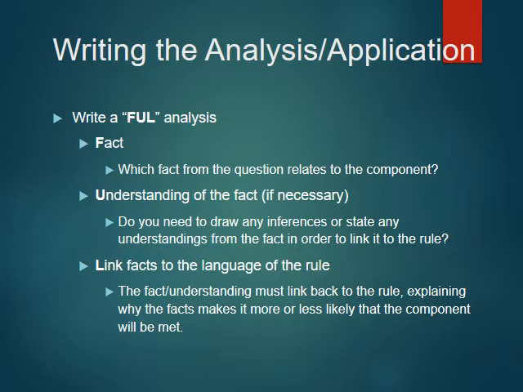So finally, in a full analysis, you link the facts to the language of the rule. So your fact and understanding of that fact must link back to the rule, explaining why the facts make it more or less likely that the component will be met. Sometimes you can make that probabilistic. A reasonable interpretation of the tortfeasor's behavior is blank, reflecting an intent to cause harmful or offensive contact.